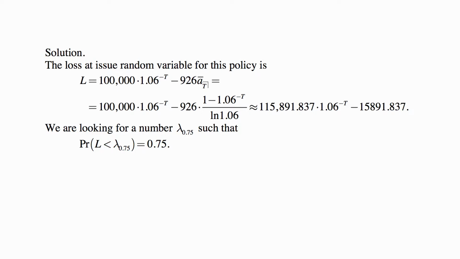L 0.75 because L stands for the population size. So I just use lambda, not that lambda looks similar to big L, it doesn't really, but I just felt more comfortable with this. But we are looking for the 75th percentile of that probability distribution, so I'm going to denote it by lambda 0.75, and the probability that L is less than lambda 0.75 is 0.75, and L has that form that we just derived.